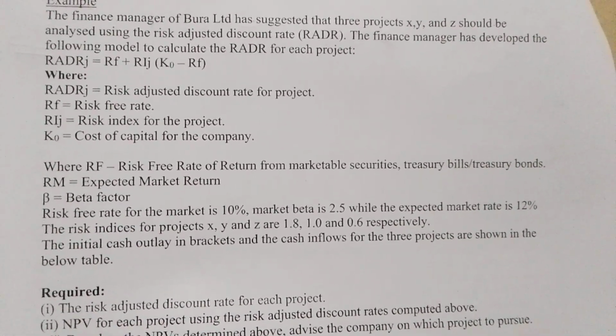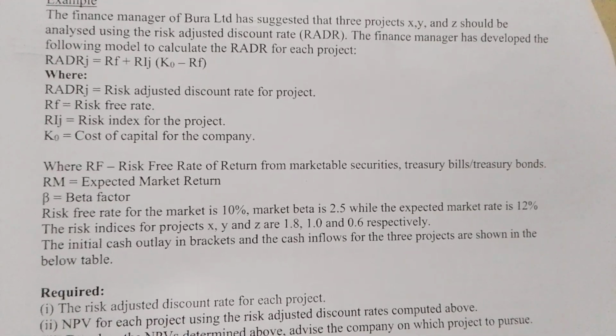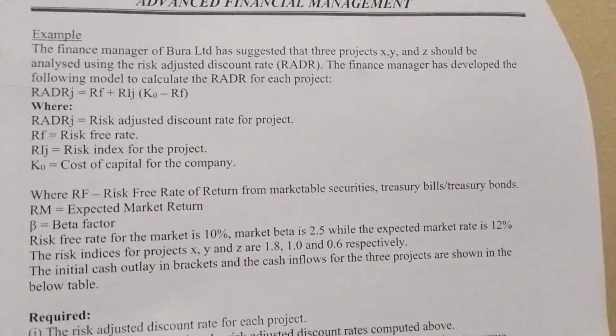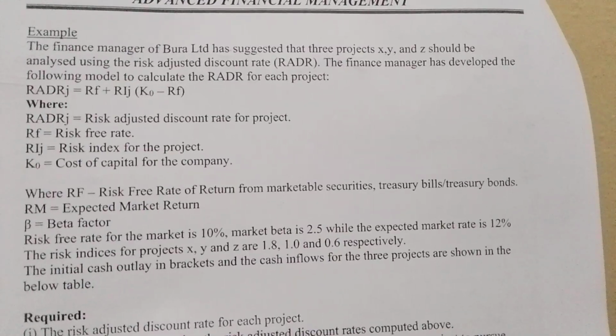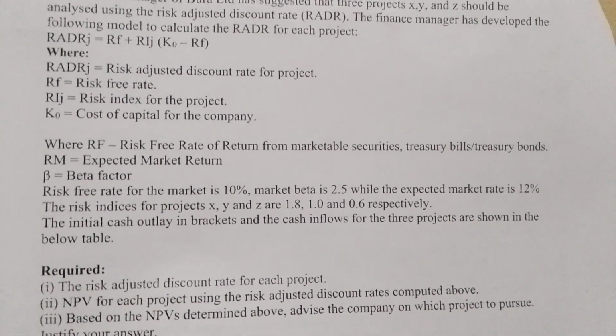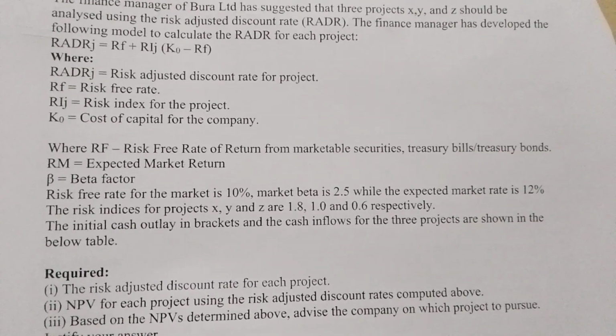RM will be the expected market return. Then the beta factor, in our case, will be represented by RIJ, the risk index for the project. Risk-free rate for the market is 10%.